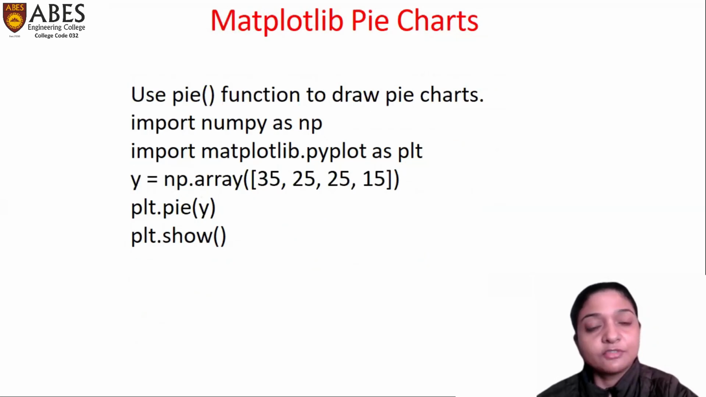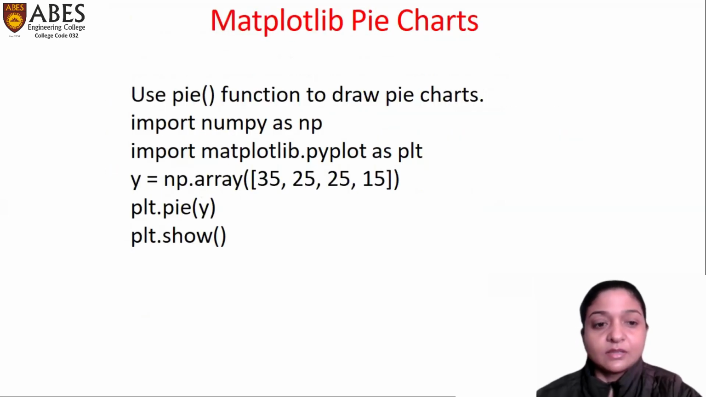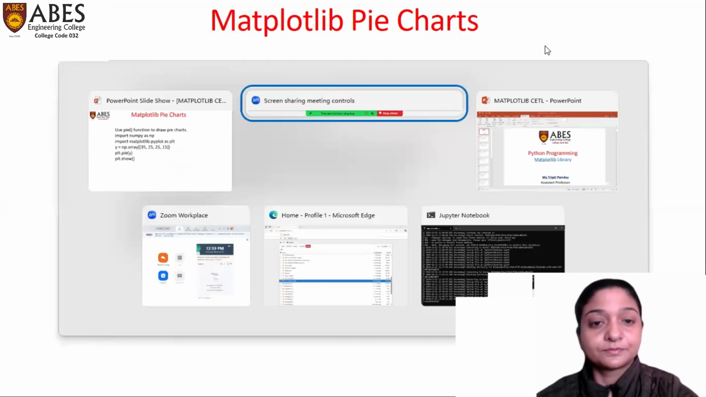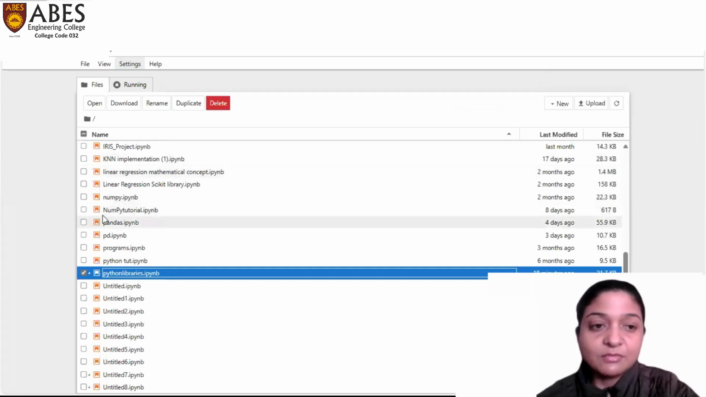Next is pie chart. If you want to draw a pie chart, use the pie function. These are the references. And now switch to Jupyter Notebook. So again, we are using the same notebook, Python libraries.